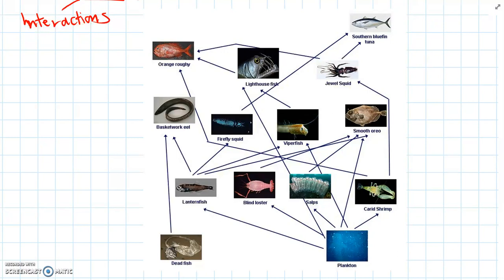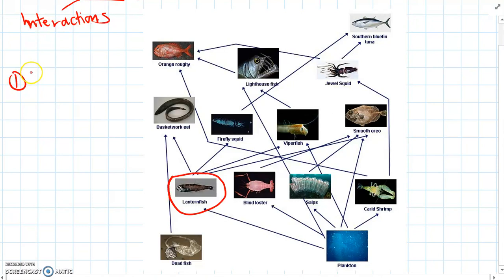So let's think of one situation where we'll look at this lanternfish here in the food web, which we can see it eats the plankton, so it's a first order consumer. So let's say here that there is a disease that goes through the ecosystem which kills many of the lanternfish. And if this happens, then their numbers are going to be reduced. And we'll show that with a negative sign.